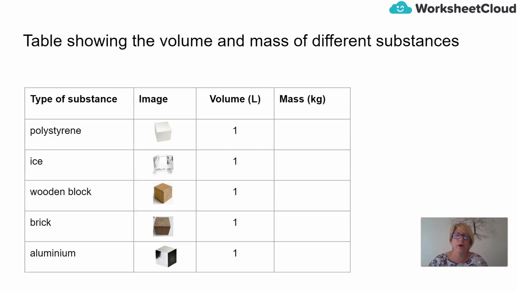So the little experiment we're going to be doing today is we're going to have a look at 5 different types of substances. We've got polystyrene, ice, a wooden block, brick, and aluminium. And I have made sure that the volume of these blocks is all the same. So you have got a block that takes up a liter. In terms of a cube, that will be 10 centimeters by 10 centimeters by 10 centimeters. So that is the size of your cube.